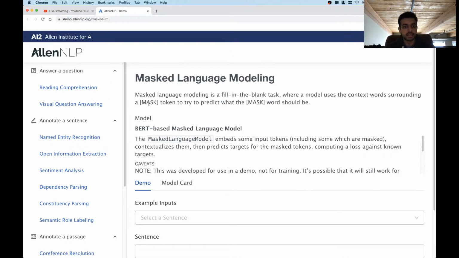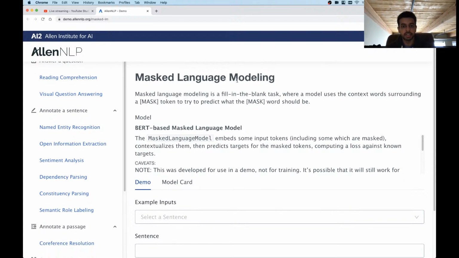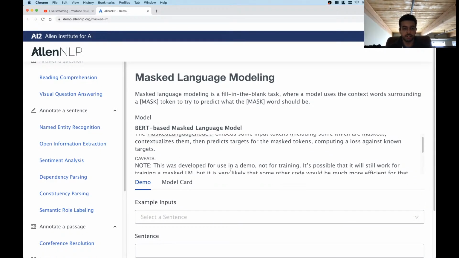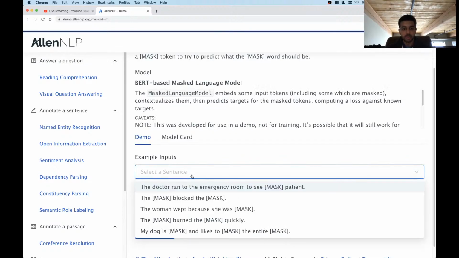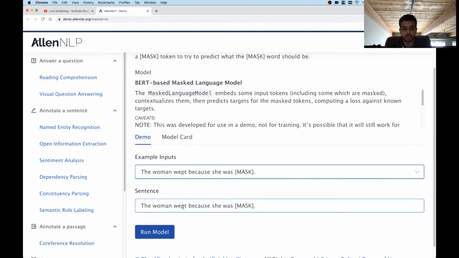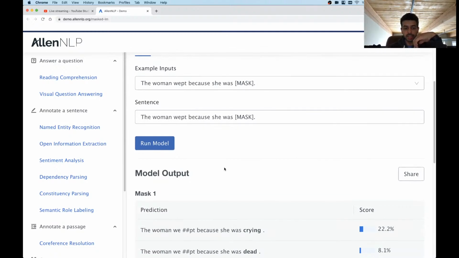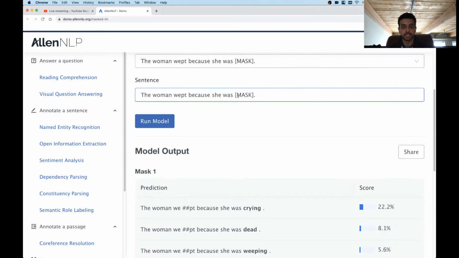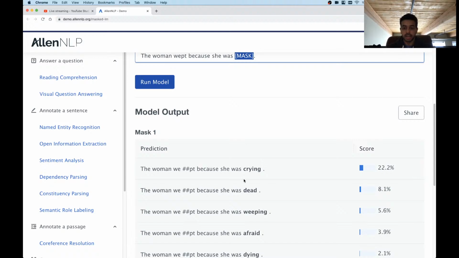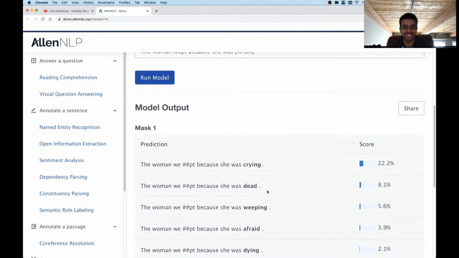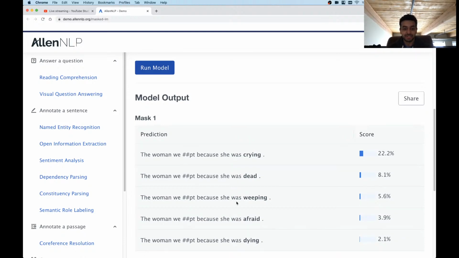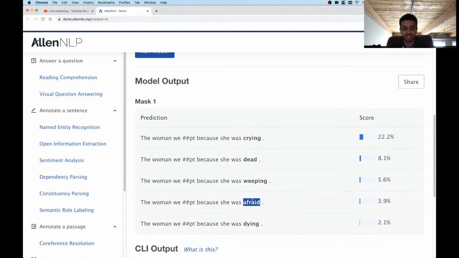So this is the AllenNLP demo for masked language modeling. This is BERT's pre-training task. You all should be familiar with this now. And so we can select a sentence here, or we can write our own. I'll just select this one. The woman wept because she was [MASK]. So now I can run this model, and it gives me the prediction for the mask token as crying, dead, not really an appropriate word given that context. The woman wept because she was weeping, also not good. Afraid and dying seem more relevant to this context.